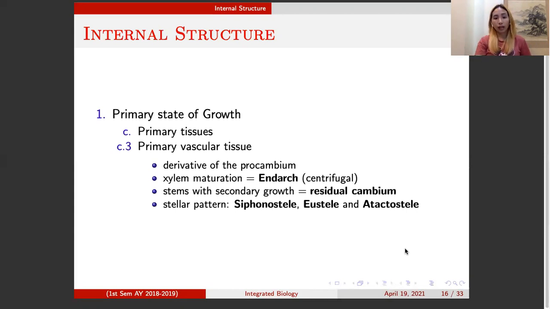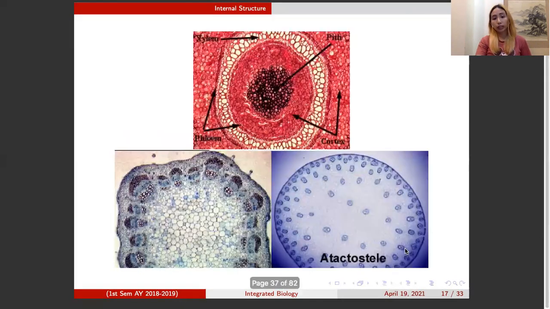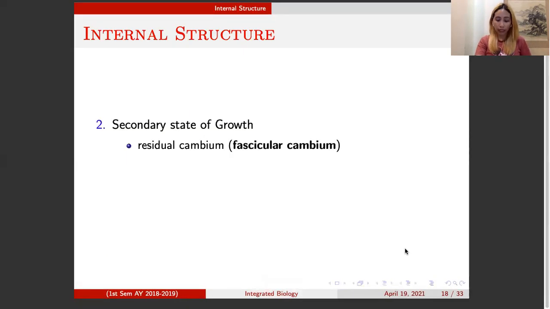Okay, and then the residual cambium was already introduced, and we will give emphasis on that more pagdating natin sa secondary growth, and of course the stellar pattern, which you can actually see in this slide. Okay, now pagdating natin sa secondary state of growth, right? So we have now the residual cambium. Residual cambium, as was mentioned earlier, is actually that very tissue, the same tissue, in the same area where you can find the procambium, but it is slowly transforming into what we call the fascicular cambium.